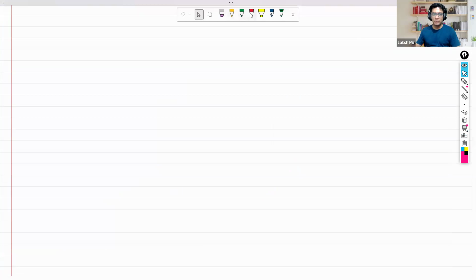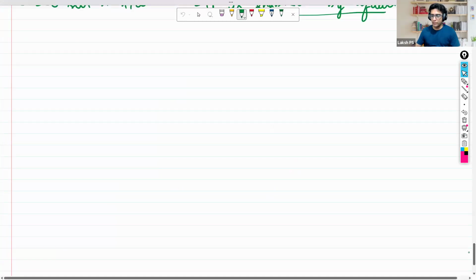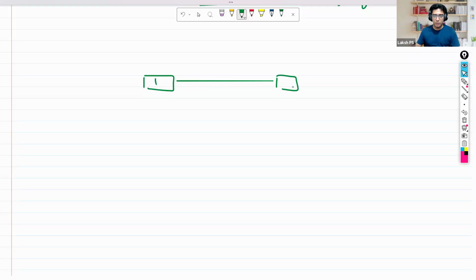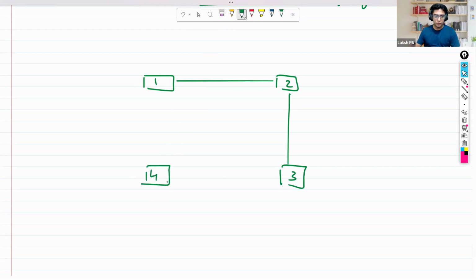Now, let's continue our discussion. Instead of taking 3 switches, let's start discussing based on 4 switches: switch number 1, switch number 2, 3, and switch number 4. Again, let's assume costs of 1, 1, 1, 1, 2, 2, 2, 3, 3, 3, 4, 4, 4. So this one becomes the root switch, and these are the root ports.